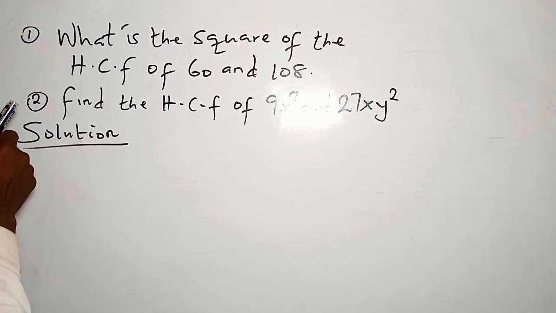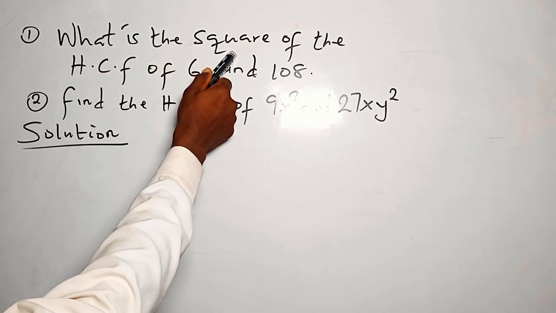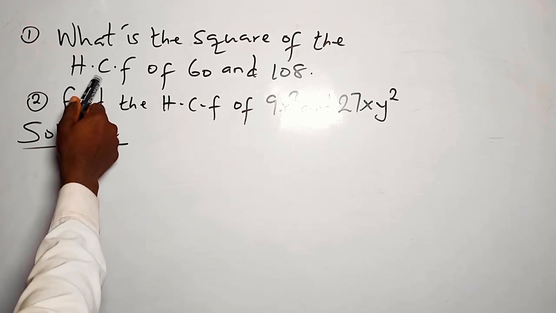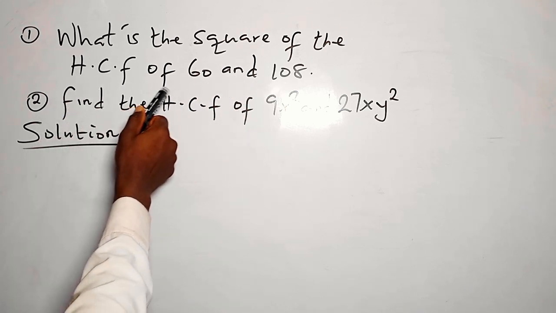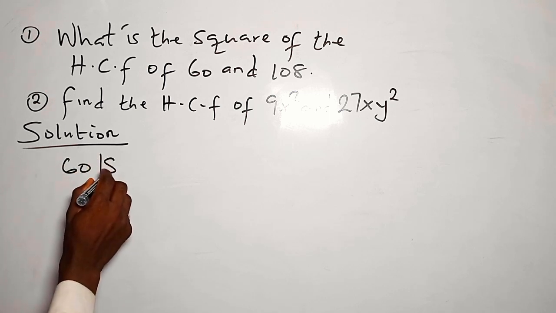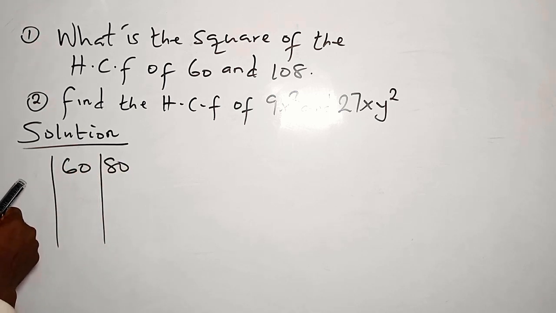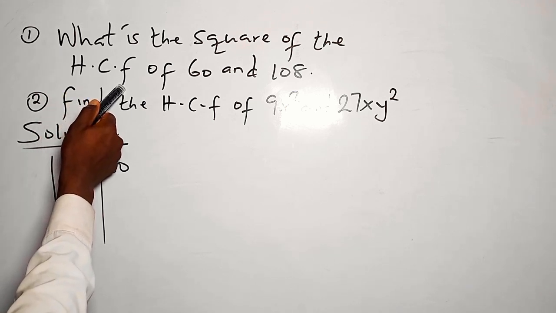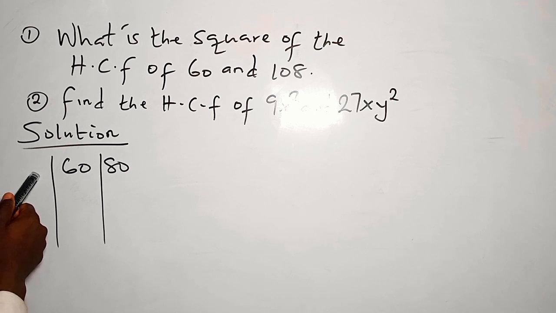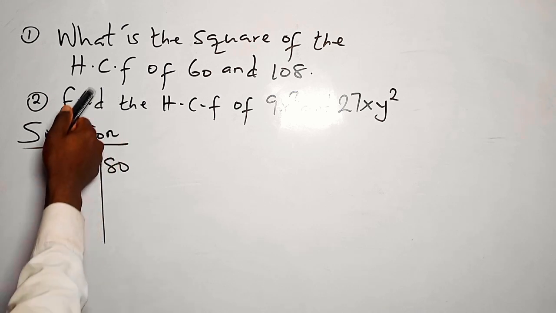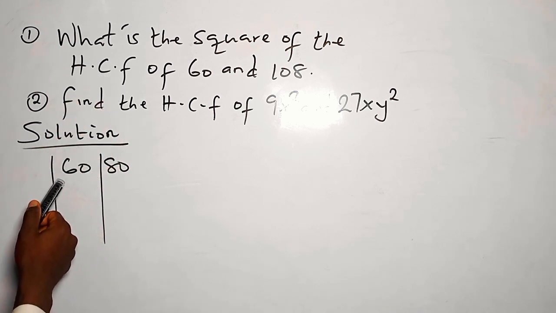Okay, so for the first question, we have to figure out the square of the HCF of 60 and 108. So HCF means highest common factor. So how do we do that? Let's use this method, 60 and 108. So let us figure out the HCF in the column form. For a common factor, we look at the number that can divide 60 and 108 at the same time.